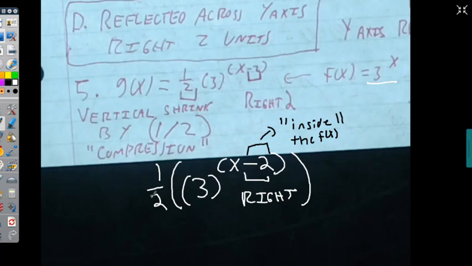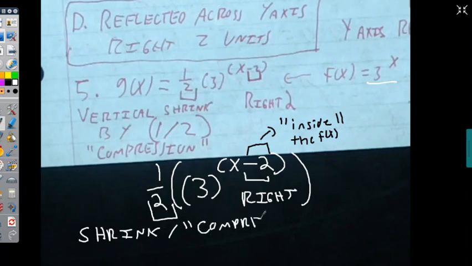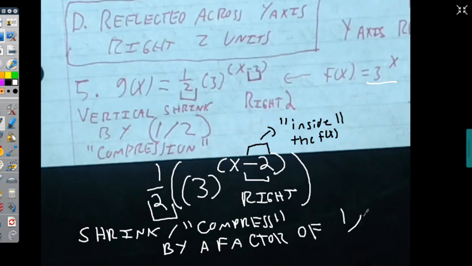So what type of transformation is this 1/2? Right, so we shrink by a factor of what? We can shrink or compress by a factor of 1/2. Alright? And so those are the transformations.